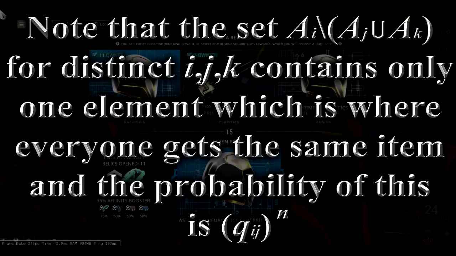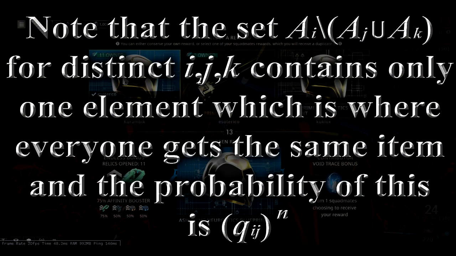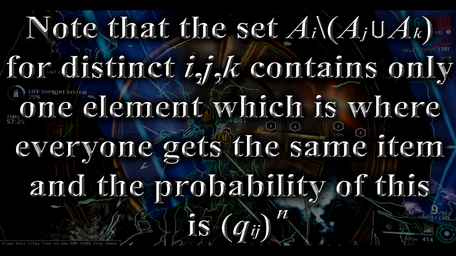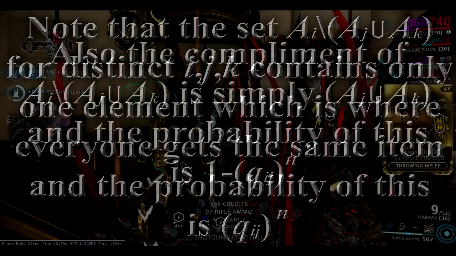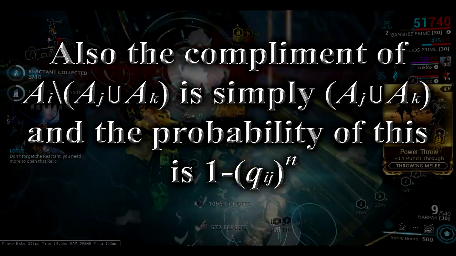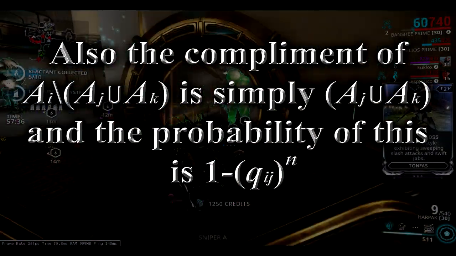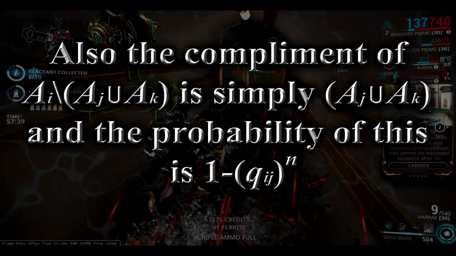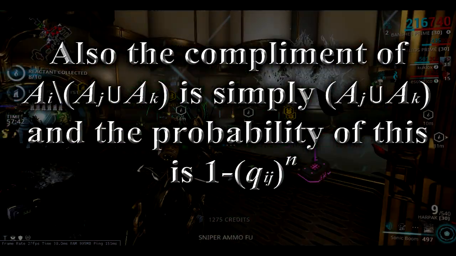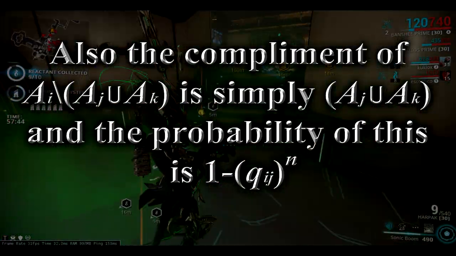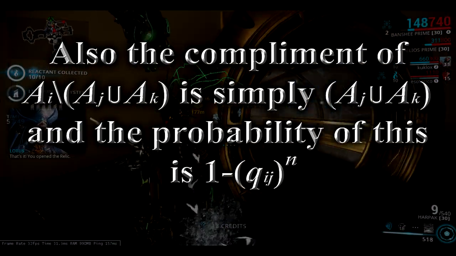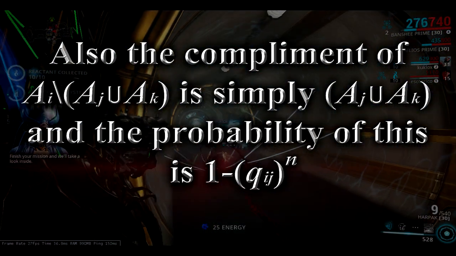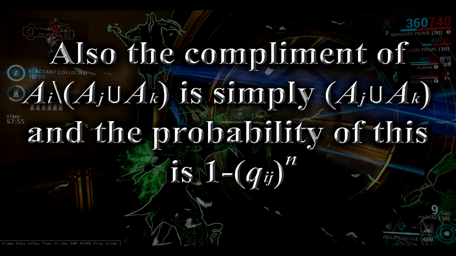Now, again, I won't go into how it is this value. I think I covered it in the last video, but just in case you don't know, just take my word for it. I'm sure there are a lot of explanations for this. Also, the complement of that set is simply Aj union Ak, with the same j and k as used in the other set. And the probability of this is 1 minus Qij to the n. This is because this is the definition of a complement. The probability of a complement of set A is 1 minus the probability of A. That's just a defined result. I cannot prove that because it's axiomatic.